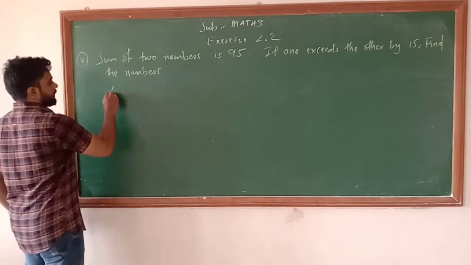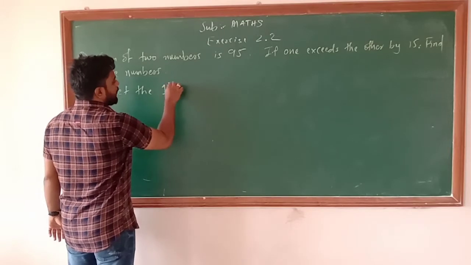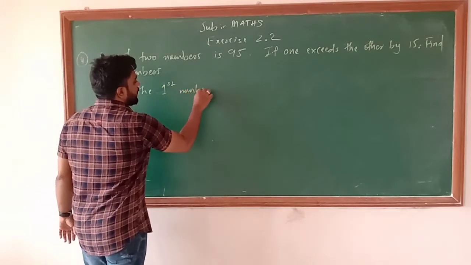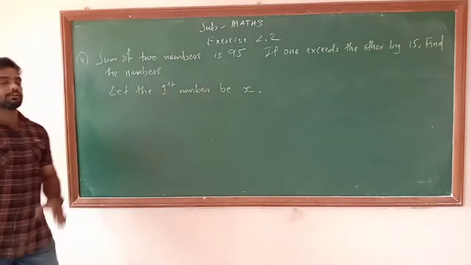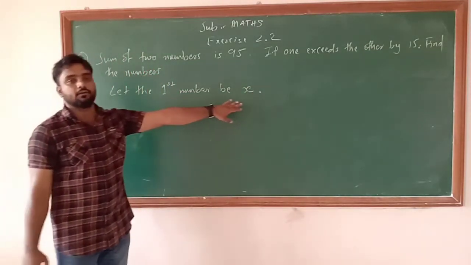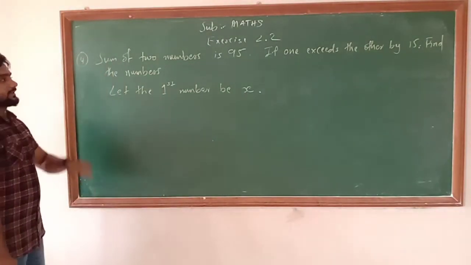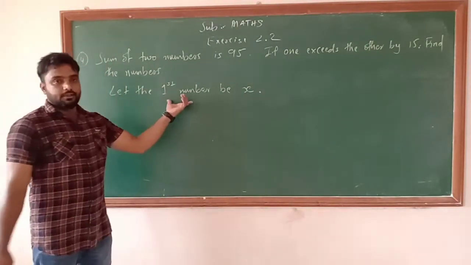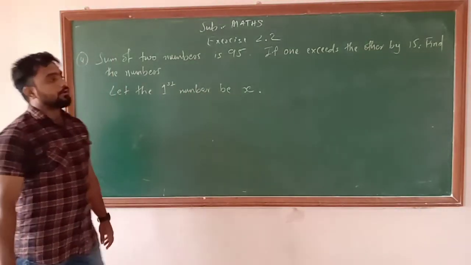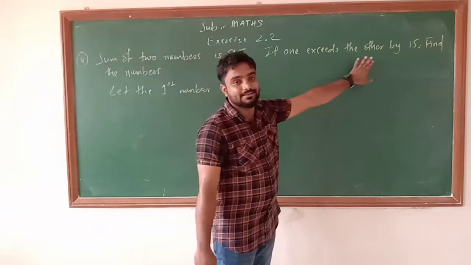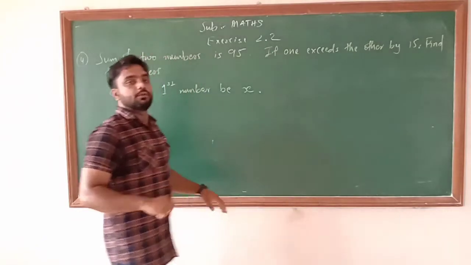So let the first number be x. What do I assume the first number to be? That is how much? x. Okay. First number is x. Now the second one. I have taken the first number as x. Now what will the second number be? So for the second number we have to use this comparison term. We have to write the comparison given between both of the numbers.